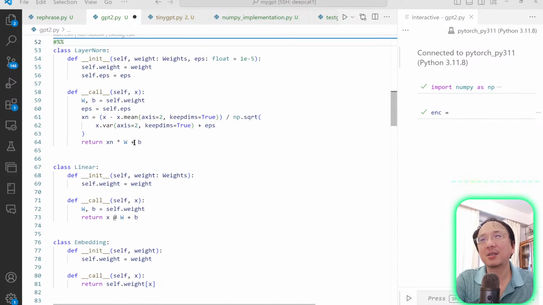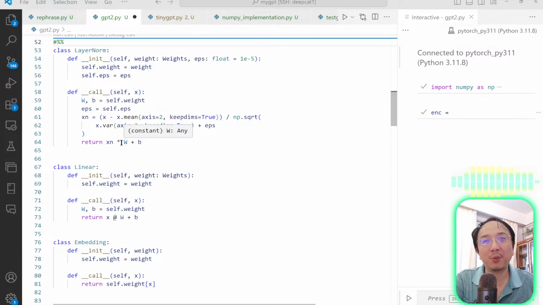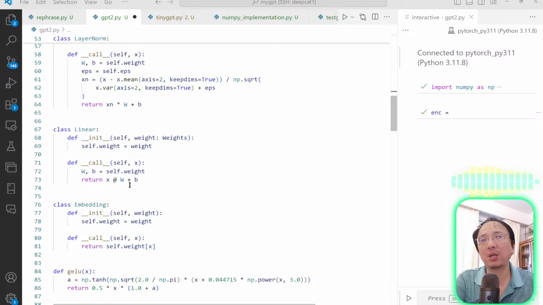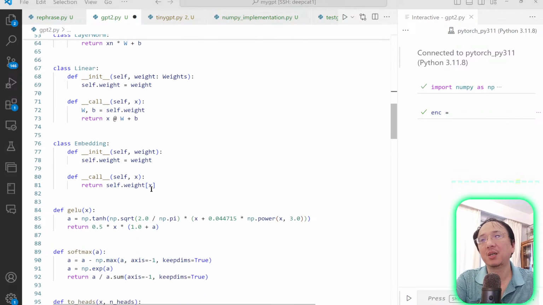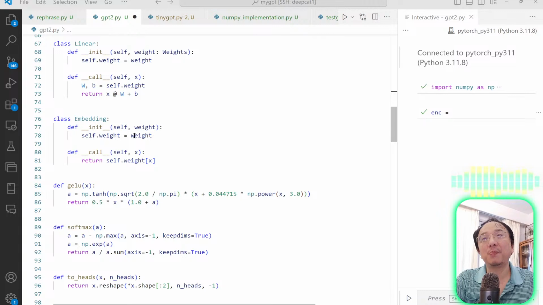Unlike this W times W, Xn times W plus B, this is a multiplication element-wise, and this one is doing a matrix multiplication. And also, what does it mean by embedding? Embedding is just a lookup table.